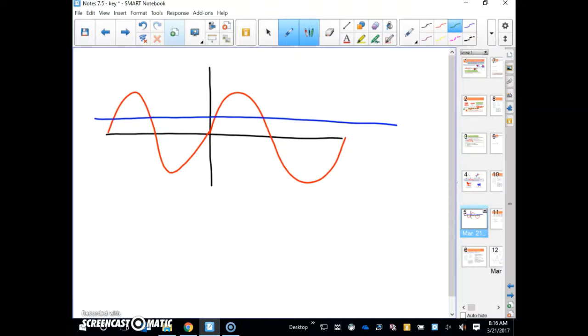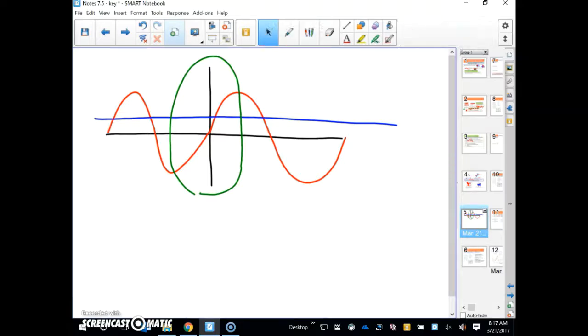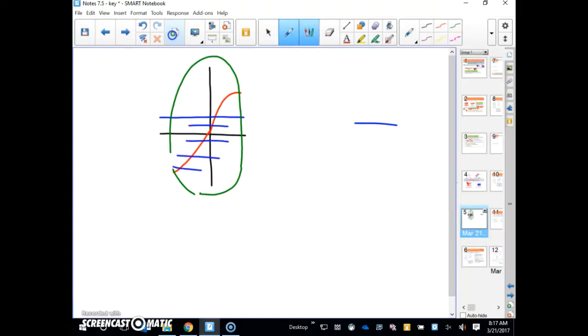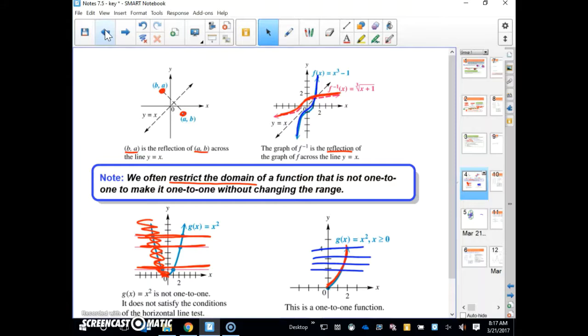Except what we're going to do is restrict the domain, and basically we're only going to look at part of the graph like that, okay? If you only look at part of the graph, now it is one-to-one, and that part is going to have an inverse, and we're going to be able to deal with that. Okay, so that's what that slide was saying. We're going to have to restrict the domain.